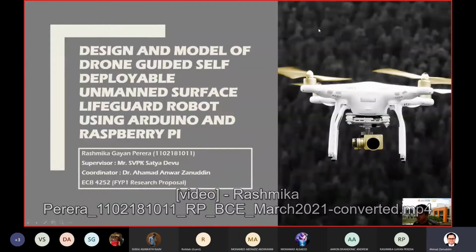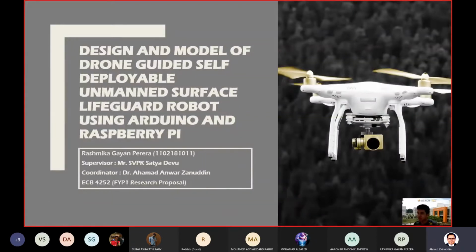Good evening. I'm Rashmikan Pereira, BC 7th semester. This is my FYP1 research proposal. My supervisor is Mr. Satyadev, the coordinator is Dr. Ahmad Anwar, and my examiner is Fatima Zaki. My project title is Design and Model of Drone-Guided Self-Deployable Unmanned Surface Lifeguard Robot using Arduino and Raspberry Pi.